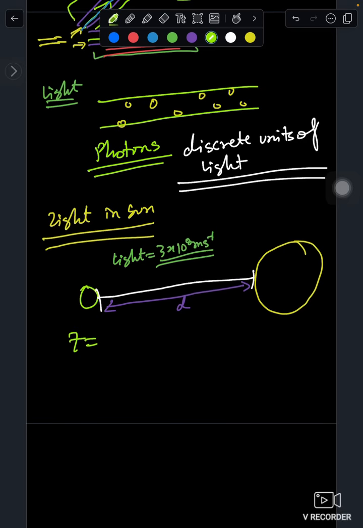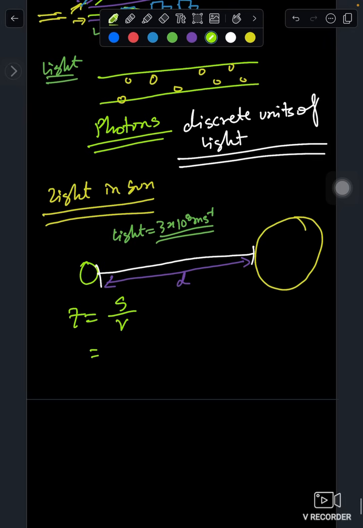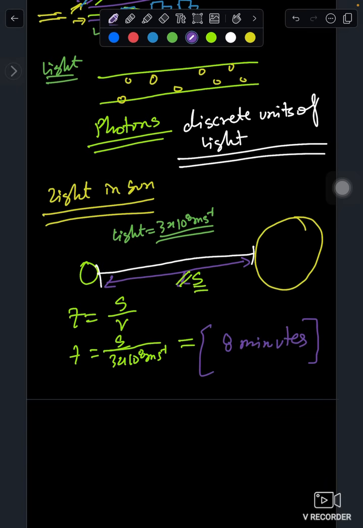So t equals d over, not d, it's wrong, it's s over v, and s is a certain value, the distance between Earth and Sun, over 3 times 10 to the power 8 meters per second, and this is t. The answer you should get is 8 minutes. What? 8 minutes.